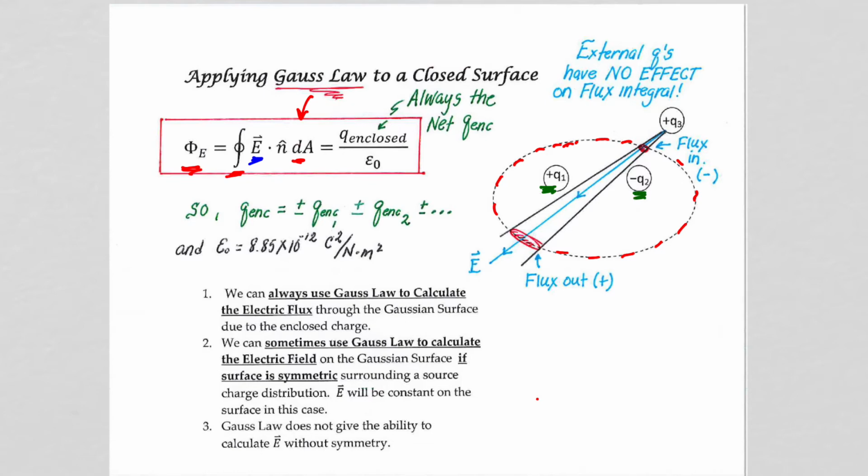And please make sure you get this into your notes. This is really important. The Q enclosed is always the net Q enclosed. So the Q enclosed you're going to use in your equations will always be plus or minus Q enclosed 1, plus or minus Q enclosed 2. And if there are more, we can simply add and subtract. Now the external Q's, as it says here, have no effect on the flux integral.